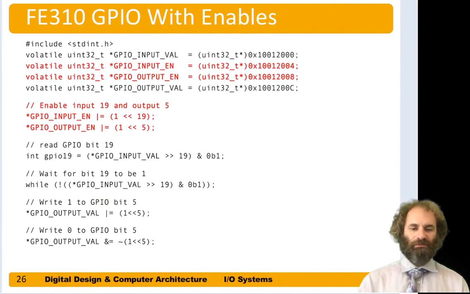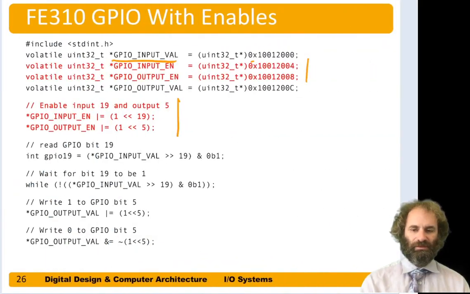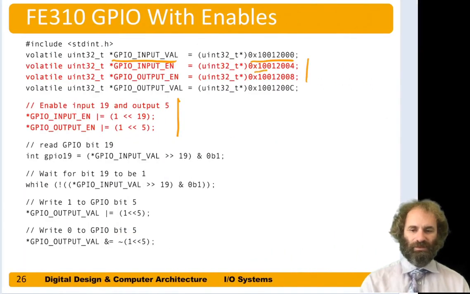So let's say we wanted to write some code. In the previous example, we didn't talk about the enables yet. So now let's introduce the red lines of code to provide the enables. The input value register was at 1001-2000 plus an offset of 0. That's this. The input enable register is an offset of 4. So that's the same base address plus the offset of 4. The output enable at an offset of 8, and the output value offset of C. So we've got pointers to all the registers.